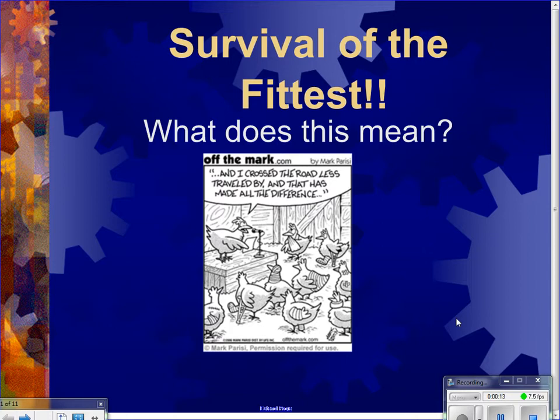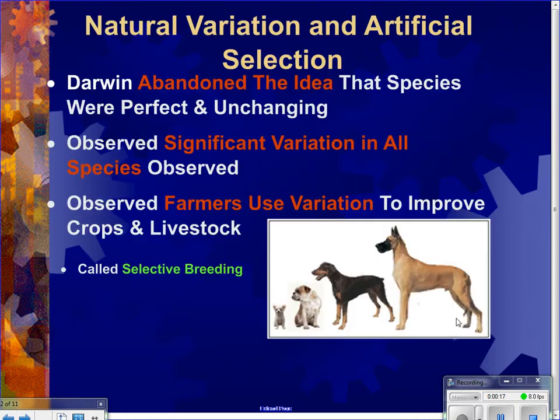This podcast will address the age-old saying of survival of the fittest and what that means when an organism is fit, or looking at the concept of fitness. So, when we look at natural variation and artificial selection, the idea being that Darwin abandoned the idea after his trip on the Galapagos, and as his theory began to develop, that species were perfect and unchanging. Remember that this was the idea for many, many years, that species did not change.